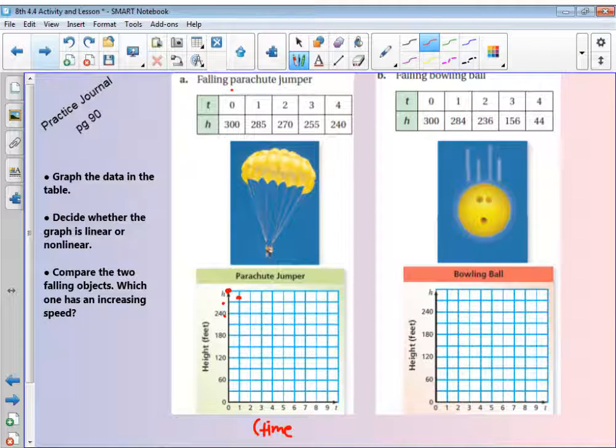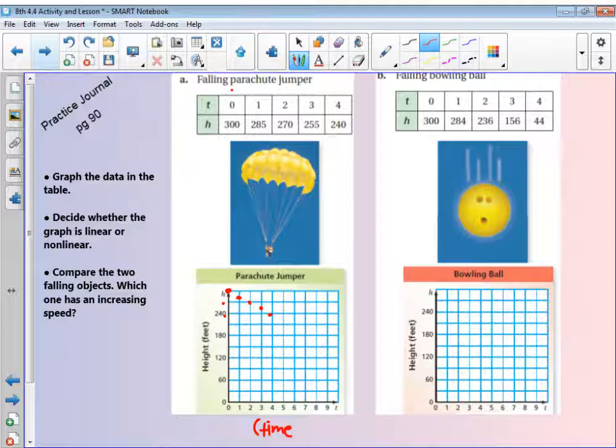The next one is over to 2 up to 270. Okay, 270 is right on a line. Over to 3 up to 255 is going to be in the middle of our next box above 240. And then over to 4 up to 240.